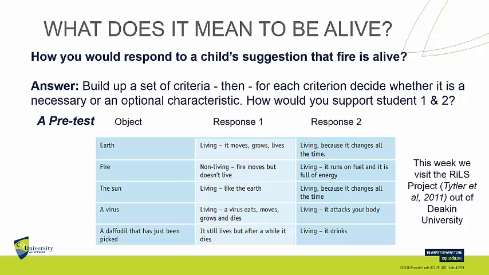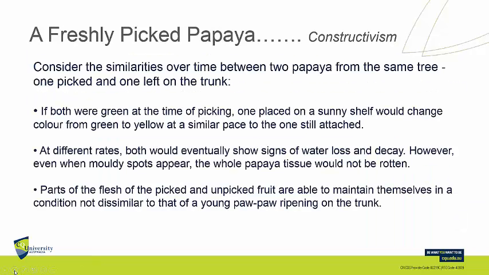A daffodil, it still lives, but after a while it dies. And response number 2, it's living because it drinks. Again, in response number 2, we don't see any sort of concept of time, sequence, evolution, process or cycle. So when we ask a child, what does it mean to be alive? The REALS project coming out of Deakin University identifies from Tytler et al., a group of researchers out of Deakin, and they point out quite clearly that children will vary in their concept of what constitutes life.